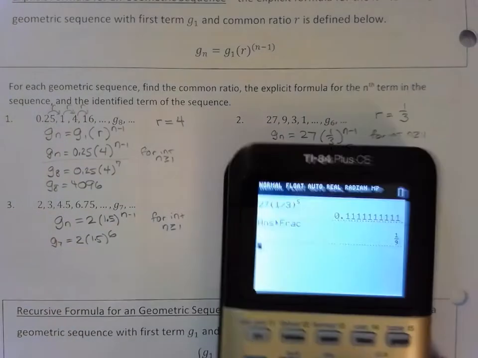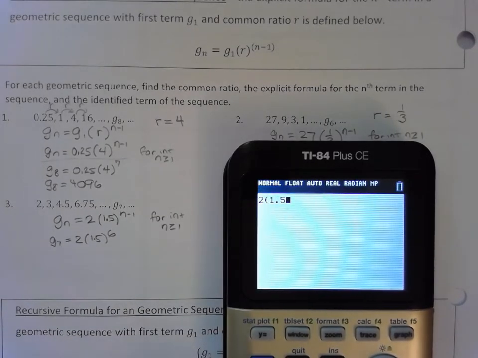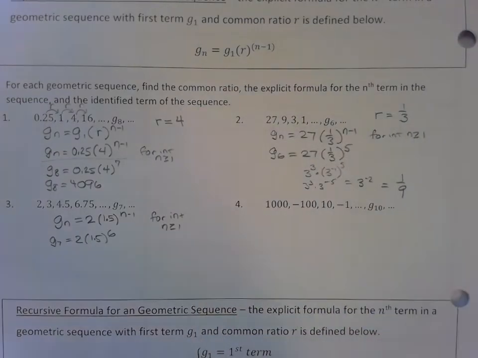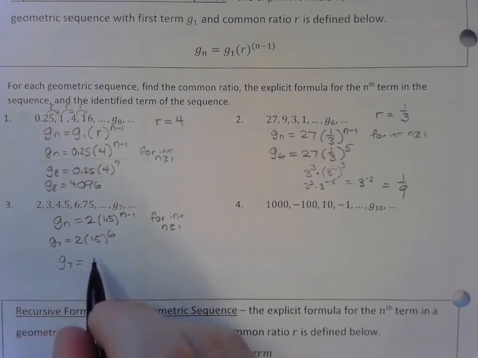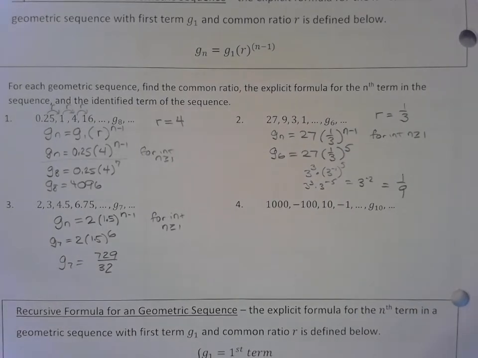Take out that calculator. Clear it again. 2 times 1.5. Close the parenthesis, raise this to the 6th power. Now I got this whole number. I definitely don't want to round this. I'm going to use the whole decimal, or I can convert it into a fraction, which I believe is 729 over 32. It's good to be exact. 729 divided by 32 is the value of the 7th term in that geometric sequence. This last one, why don't you pause the video and try to figure it out for yourself.